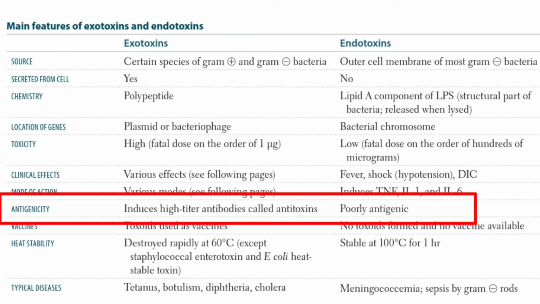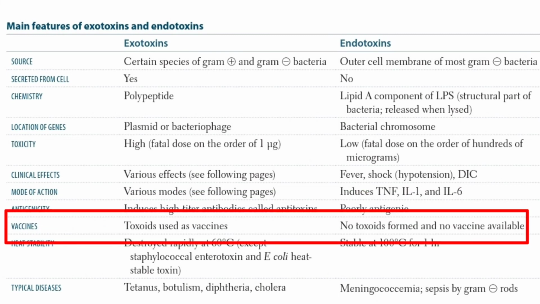Now let us talk about the antigenicity. The exotoxin induces high titer antibodies, which are called antitoxins, but endotoxins are poorly antigenic. For the exotoxin, the toxoid is used as the vaccine, whereas for the endotoxin there is no toxoid form and no vaccine available.